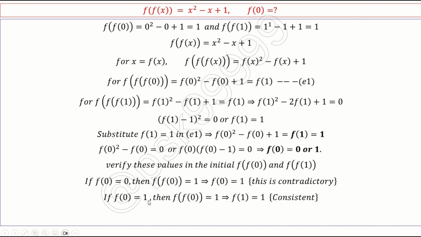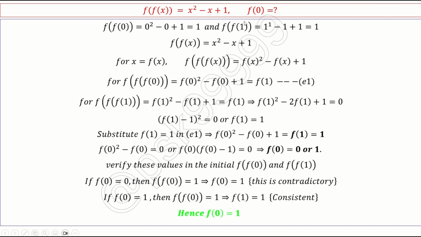So take the second value, f of 0 equal to 1. This is my assumption. If I take f of 0 equal to 1, then f of 1 equal to 1. Is f of 1 equal to 1? Yes, we already know f of 1 is equal to 1. So this is consistent with the f of 0 and f of 1 definitions. So f of 0 is equal to 1. This is my answer.